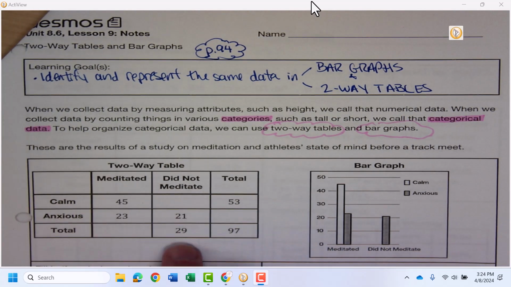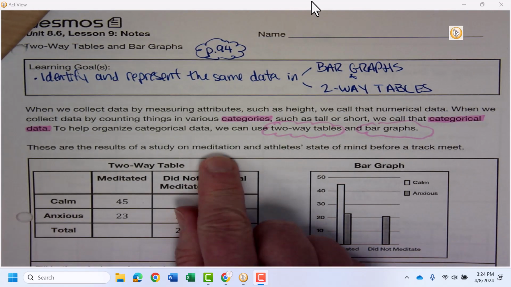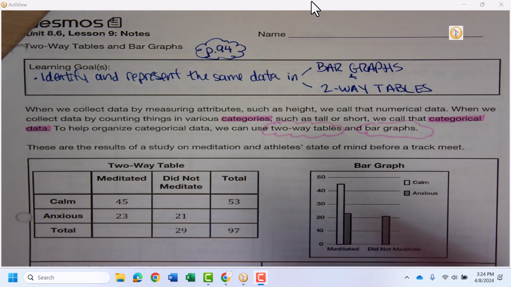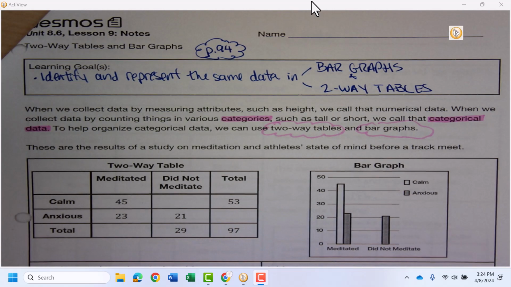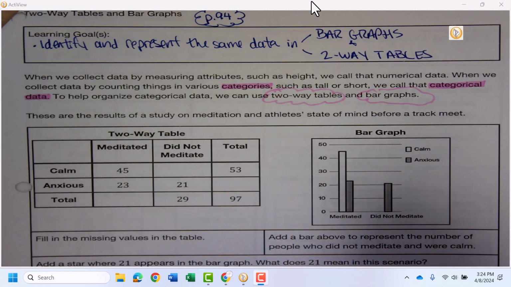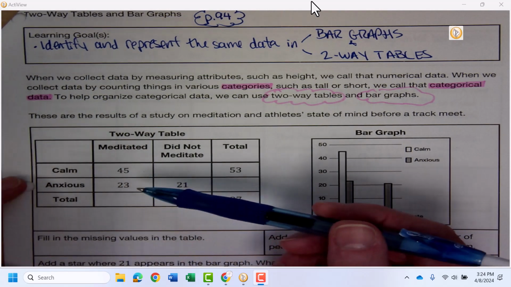So these are results of a study on meditation and athletes' state of mind before a track meet. So sometimes athletes get a little worked up before a track meet, but if they meditate, let's see if they get more anxious or calm or if it matters at all.